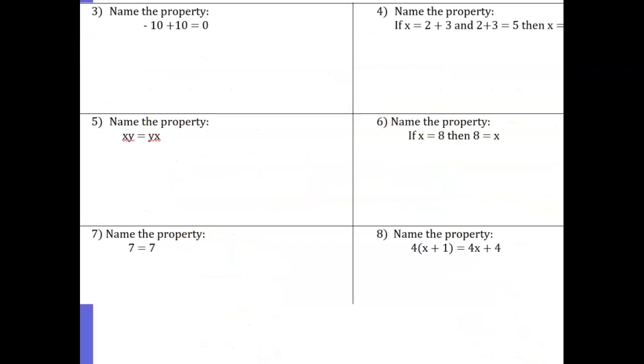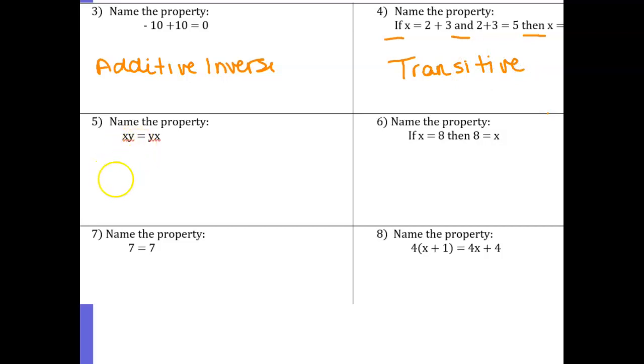If you looked at number 3, if you add the opposite, this is the additive inverse. Number 4, notice you have an if, and then. So this is going to be an example of the transitive property. Number 5, you're just switching the order. So this is actually commutative, and you're multiplying. So it's commutative of multiplication. Number 6, we have an if-then statement, no and in there. So if it's if and then, this is actually symmetric.